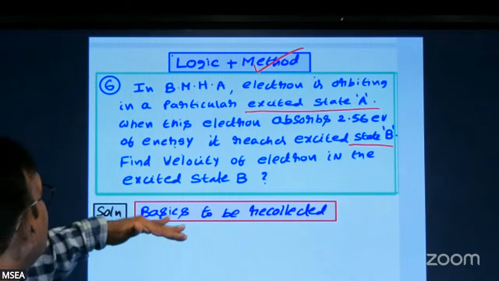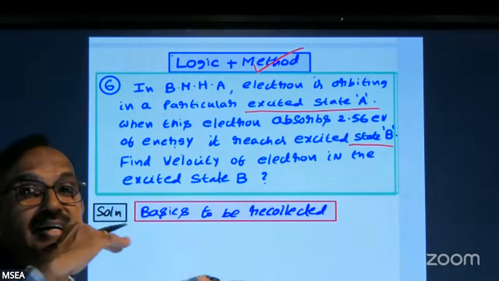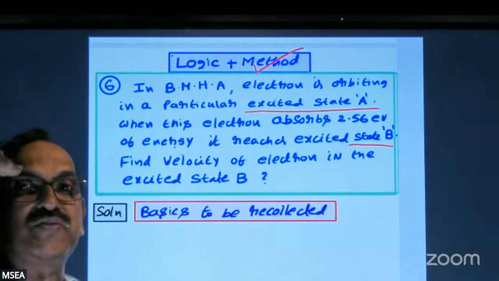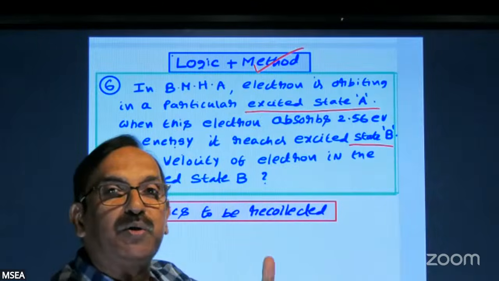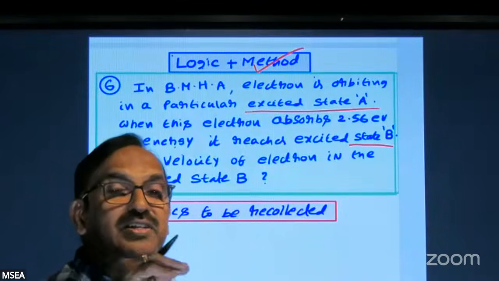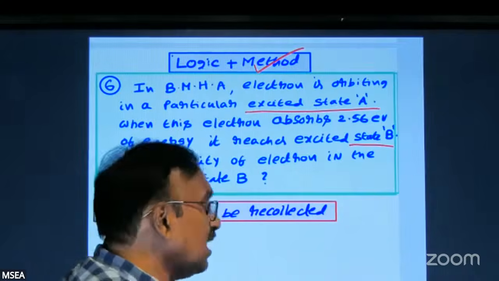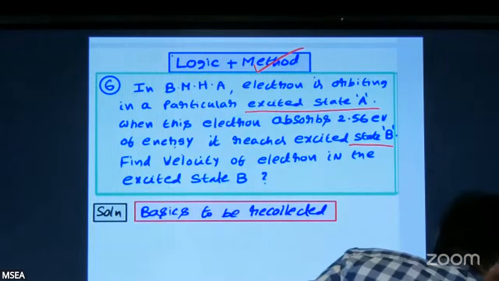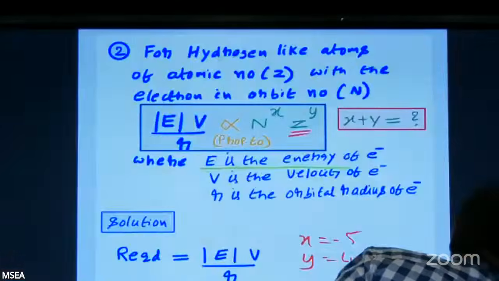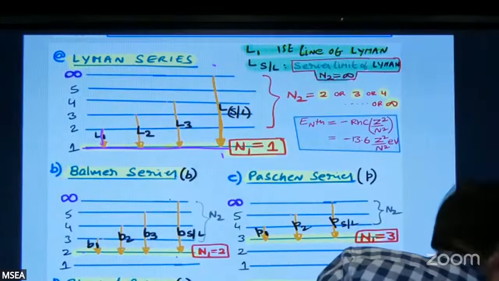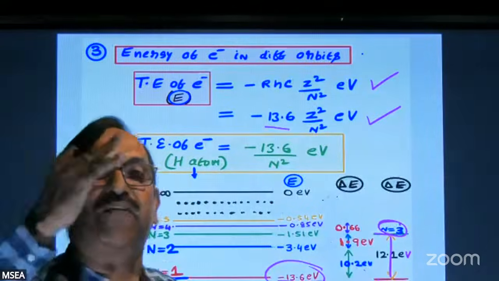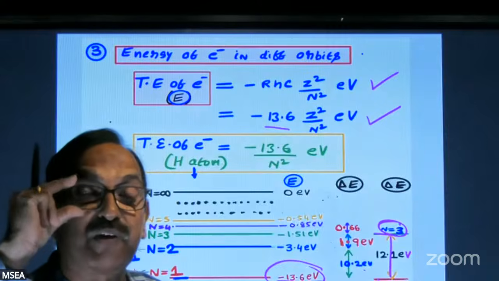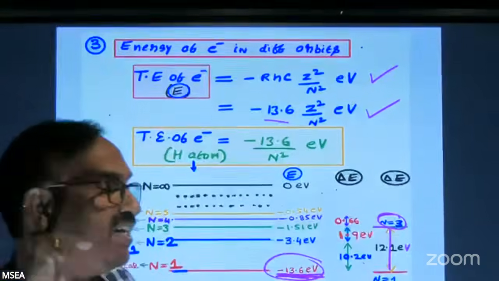Now you have to understand the electron is going from one excited state to some other excited state. From one excited state to the other, we want to know the velocity of the electron in the final excited state. If you just recollect, in which case can the 2.56 eV of energy be absorbed? Listen, electrons cannot absorb whatever energy comes their way. They can absorb only specific quantities of energy.